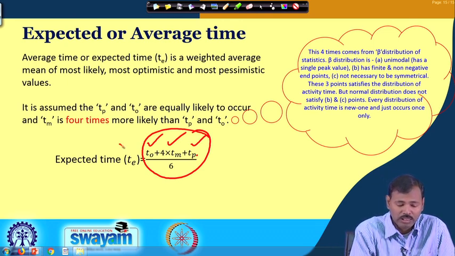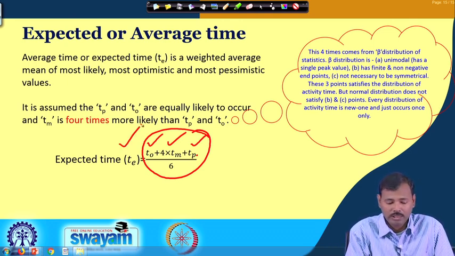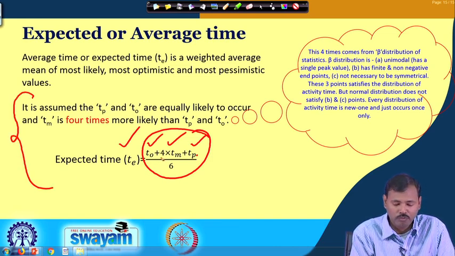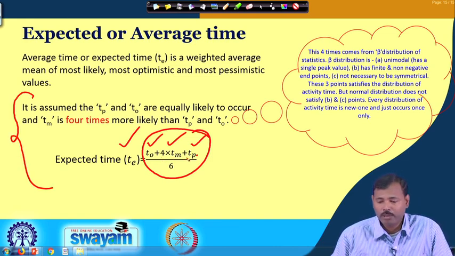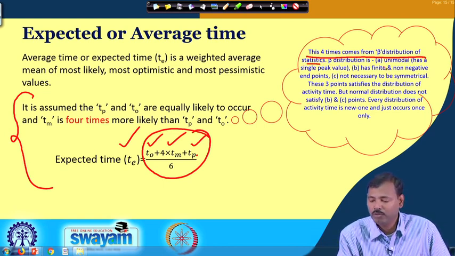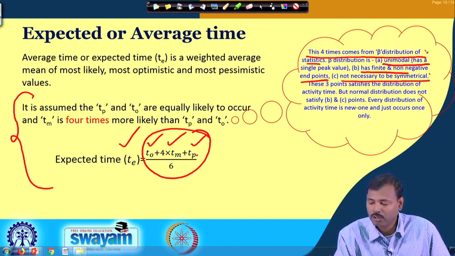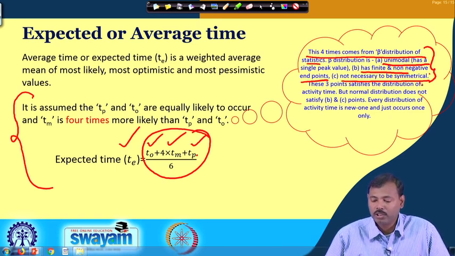So, this is the expected time, and you may ask from where we are getting this 4 times most likely and divided by 6. Basically, this concept we have taken from the beta distribution of statistics, and beta distribution is basically a unimodal distribution which has a single peak value and has finite and non-negative endpoints and is not necessarily symmetrical. These are the conditions for which we adopt beta distribution.